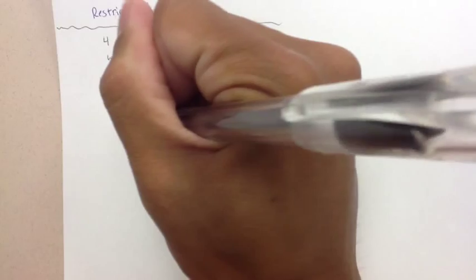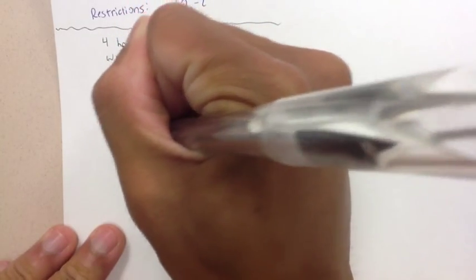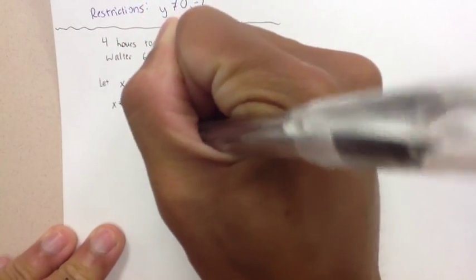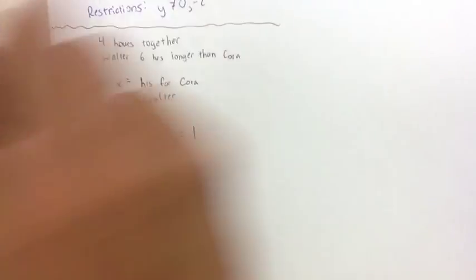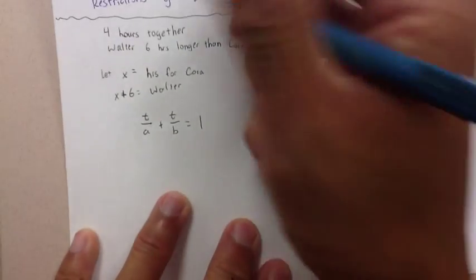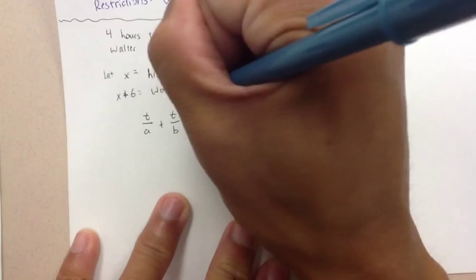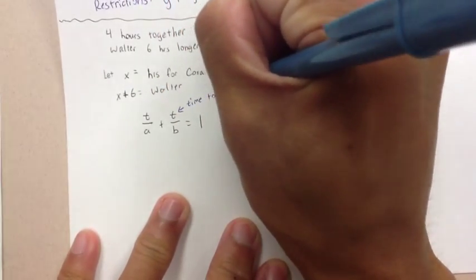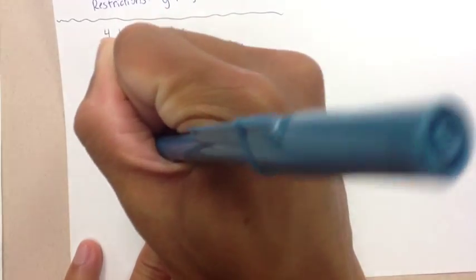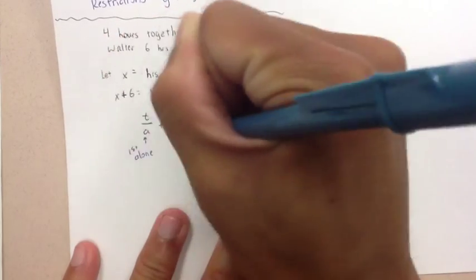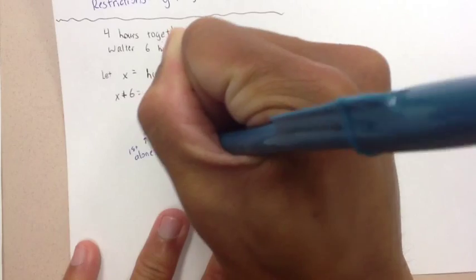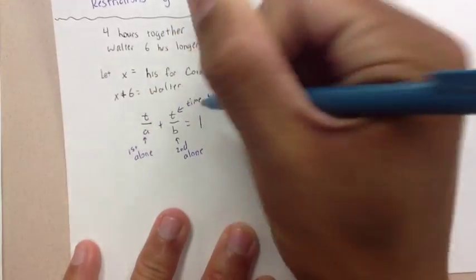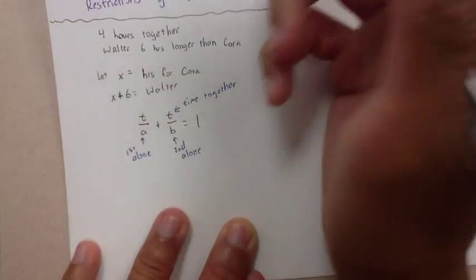The equation that I'm going to use here is t over a plus t over b equals 1. This means that they're going to do one job together. These two t's represent time together. This is the first person alone. This is the second person alone. And the reason the 1 is there is because they're really just doing one job together.